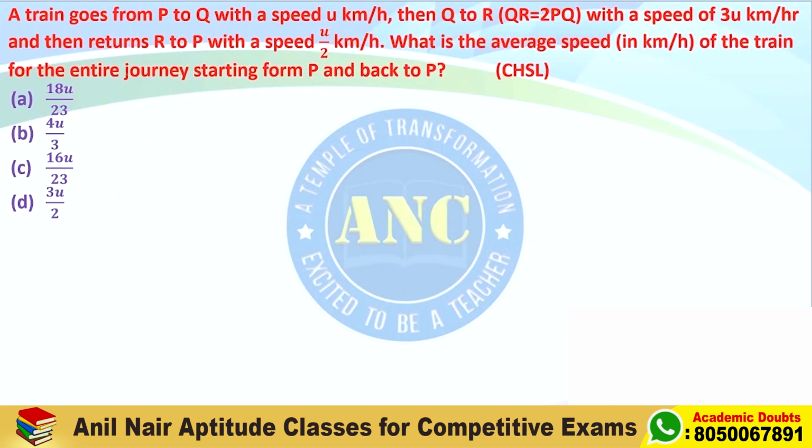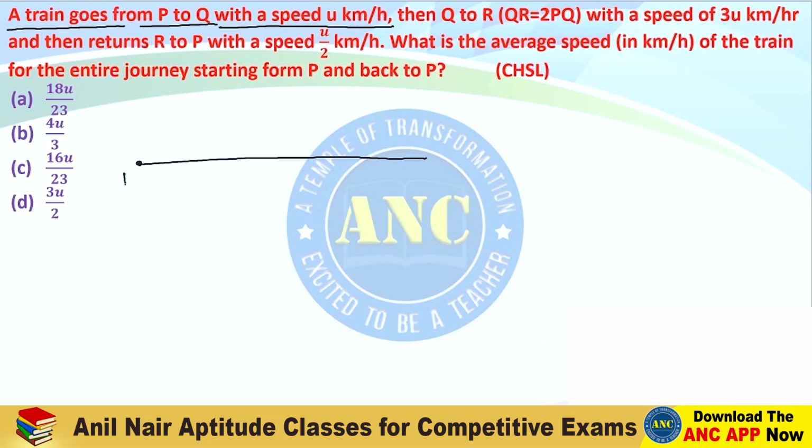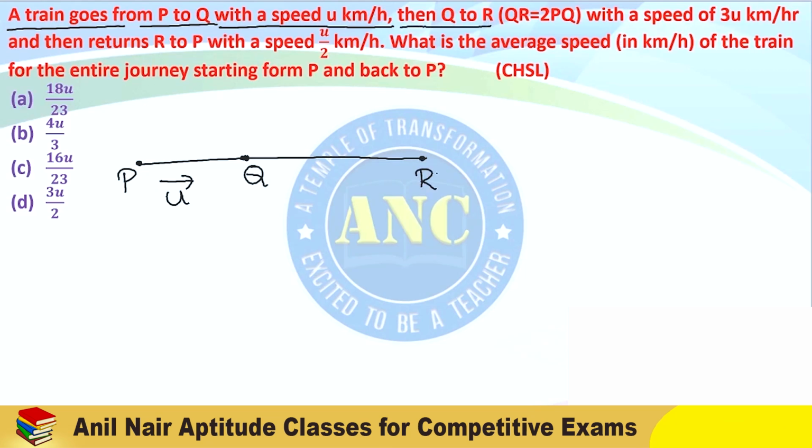Next question, see here. Question says, a train goes from P to Q with a speed of u kilometers per hour. Let me write the diagram. There is a train which is traveling from P to Q, and the speed is given as u kilometers per hour. Then it is traveling from Q to R, and it is also given that QR is 2 times of PQ. That means whatever the distance you have for PQ, QR will be 2 times of that PQ, and Q to R, it is traveling at a speed of 3u kilometers per hour.